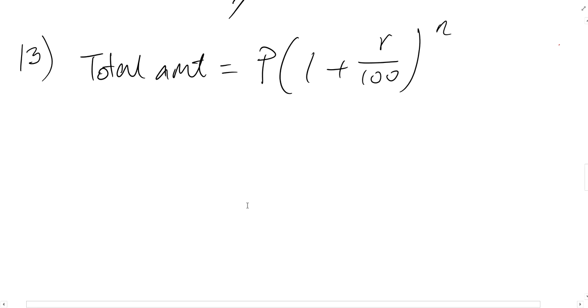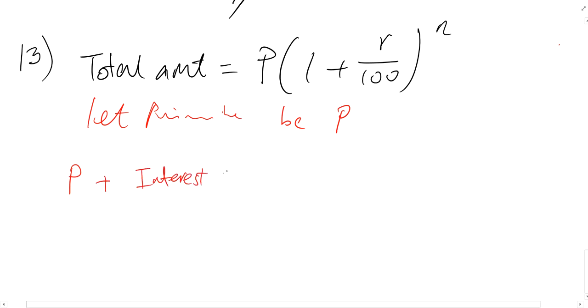Then we answer the question. Calculate the sum of money she invested, meaning the principal. Let principal be P. I don't know how to spell principal, I don't know whether it's LE or AL. AL. Whatever. Alright, so total amount is our principal plus interest. Equals to P(1 + R/100)^n.